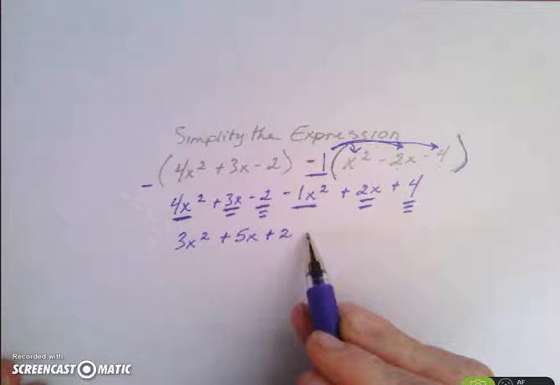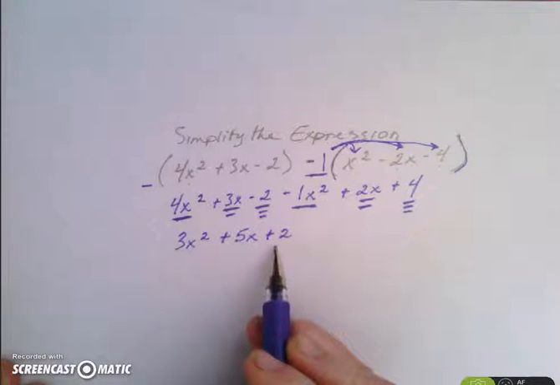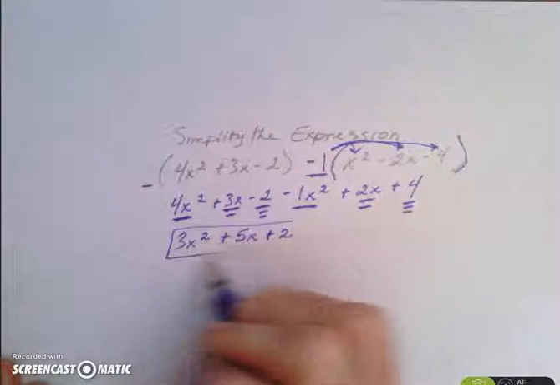All of those terms in this expression, 3x squared plus 5x plus 2, are not like, so they cannot be combined. So this is our simplified expression.